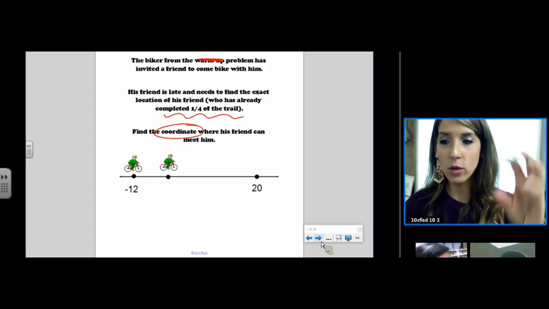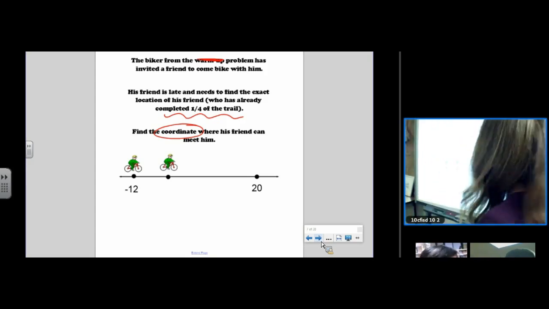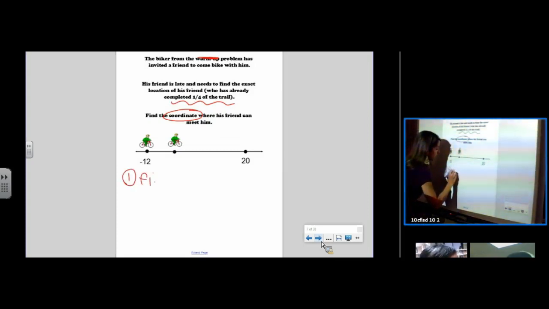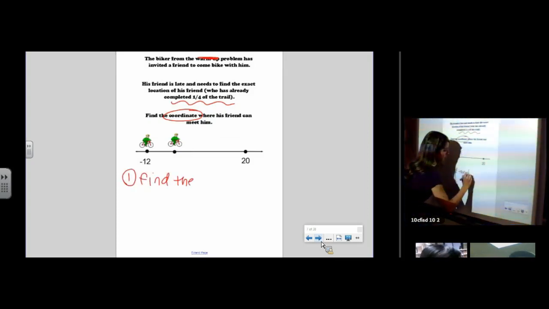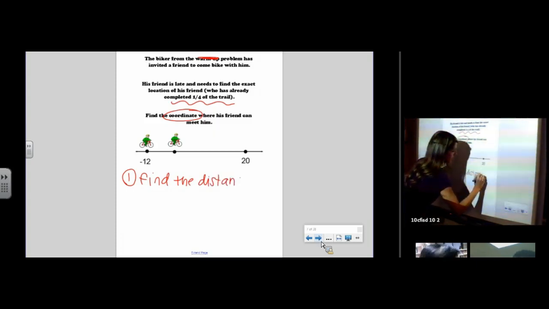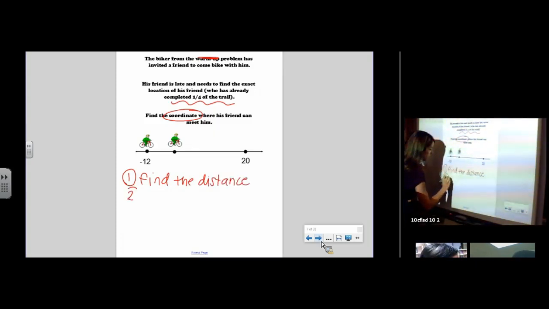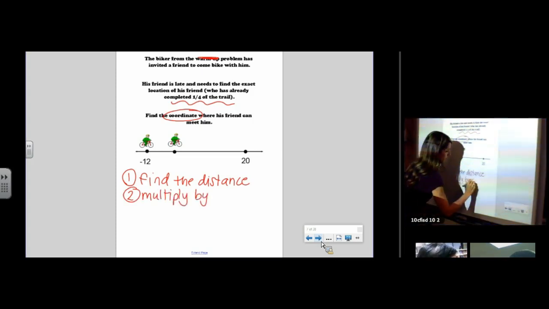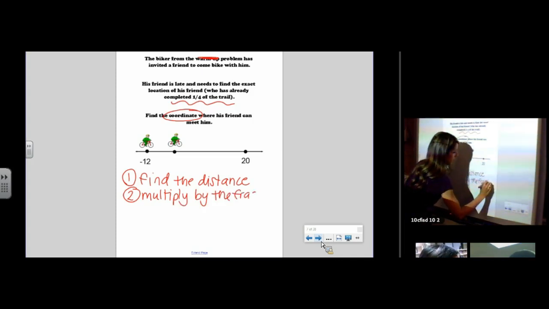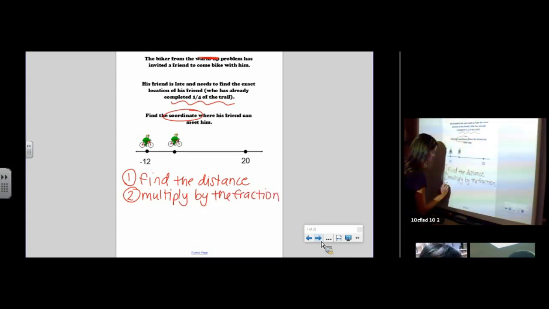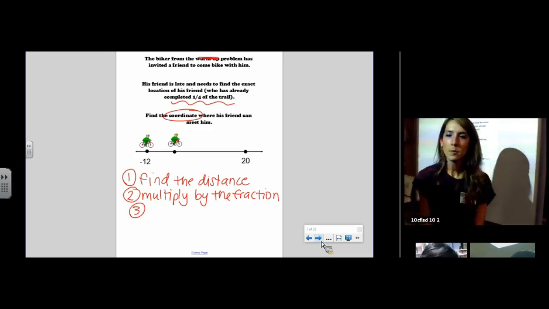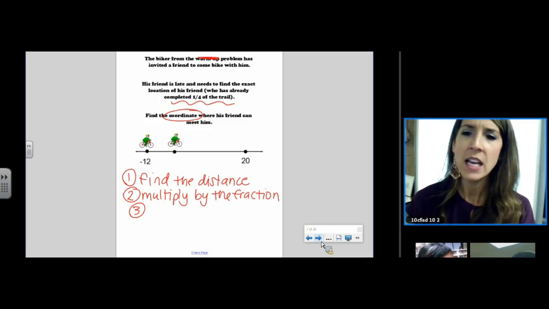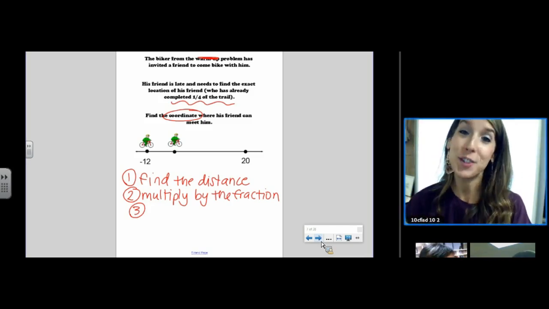So we're adding one more step on to what we did. Let me summarize what we did so far. The first thing we did was we found the distance. If I were you, I would write this in my notes. He traveled 8 miles. He's not at mile marker 8. That's not the coordinate where he is. That's how far he traveled.